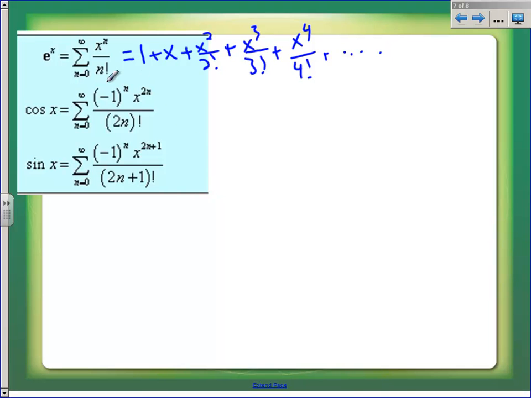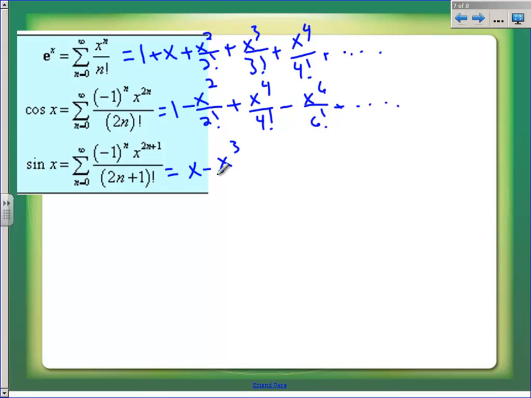That's pretty easy. And then for cosine, we had 1, then minus x squared over 2 factorial, and then plus x to the 4th over 4 factorial, and then minus x to the 6th over 6 factorial, plus dot, dot, dot. That's sort of an easy pattern, even powers of x's. Now for sine, this is going to be x minus x cubed over 3 factorial, plus x to the 5th over 5 factorial, and then minus x to the 7th over 7 factorial, plus dot, dot, dot. Sine deals with the odd powers of x.